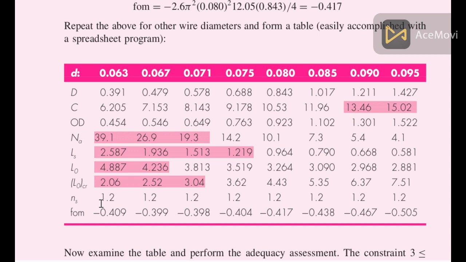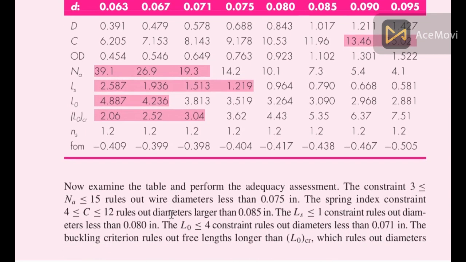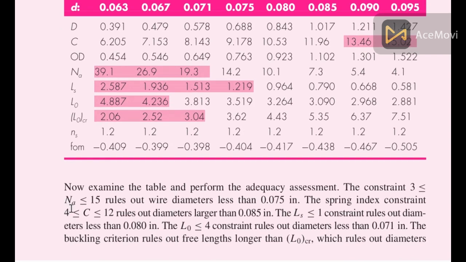And according to the given constraints, the number of effective turns must be less than 15 and greater than 3. So some of the constraints are excluded here. Then the spring index must be greater than 4 and less than 12. So see, those are excluded. Then diameter Ls must be less than or equal to 1. So some of our Ls are excluded. Then L naught is constrained, similarly L critical, and all the values that do not fit the constraints are excluded.